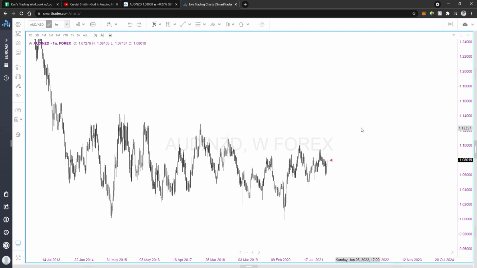And I am using today Smart Trader. I'm going to do a combination of both, Smart Trader and TradingView. I mentioned that I am transitioning over to Smart Trader. Naturally, I'm comfortable with TradingView, but I'm moving over. Smart Trader has a ton of benefits that I like. It's just getting used to using it. And who knows, I may continue to use both for a while. So I am on AUDNZD.